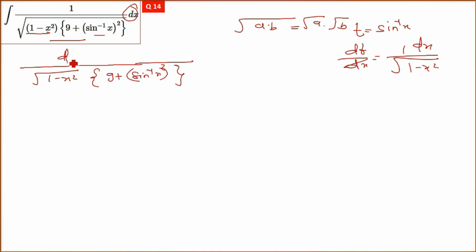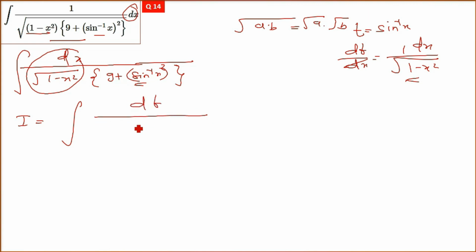Now we have dx in the numerator, so the integration will be something like this: dx by under root 1 minus x square. Sine inverse x we have taken as t, and 9 can be written as 3 square. So the integration will be dt by under root 9 — I just request you that it is under root. I have not written the root right now, but it will be inside the root.